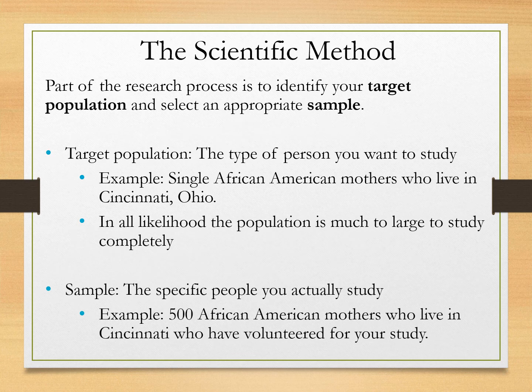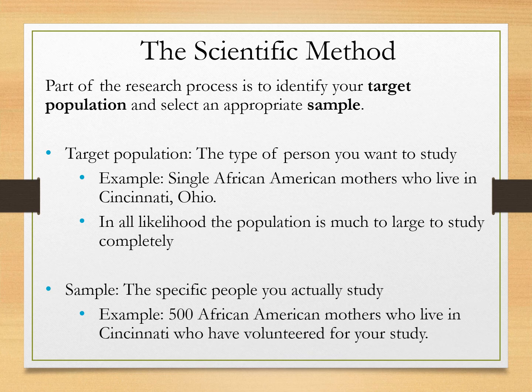Part of the research process is to identify your target population and to select an appropriate sample. A target population is the type of person you want to study. So examples of this could be single African American mothers who live in Cincinnati, Ohio. That would be a target population. In all likelihood, your target population is likely to be much too large to study completely. There is no way you could interview all of the single African American mothers who live in Cincinnati, Ohio. There are definitely thousands, maybe tens of thousands of them.